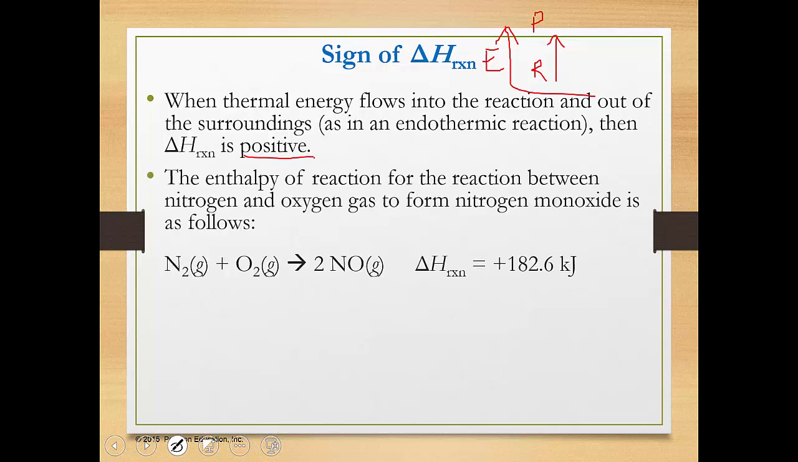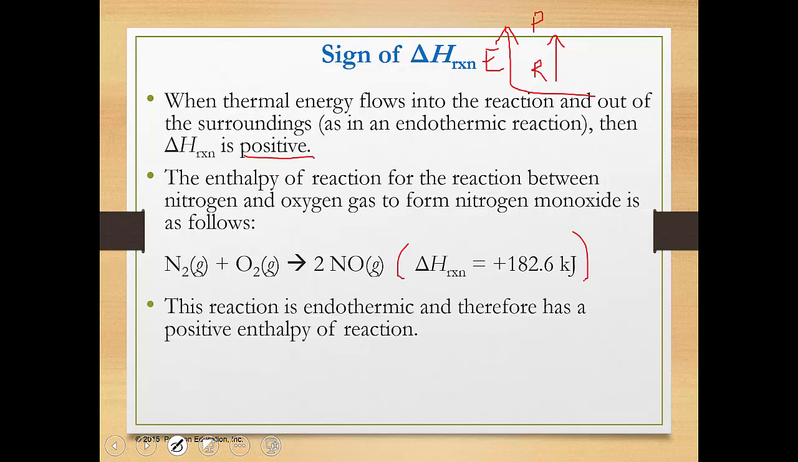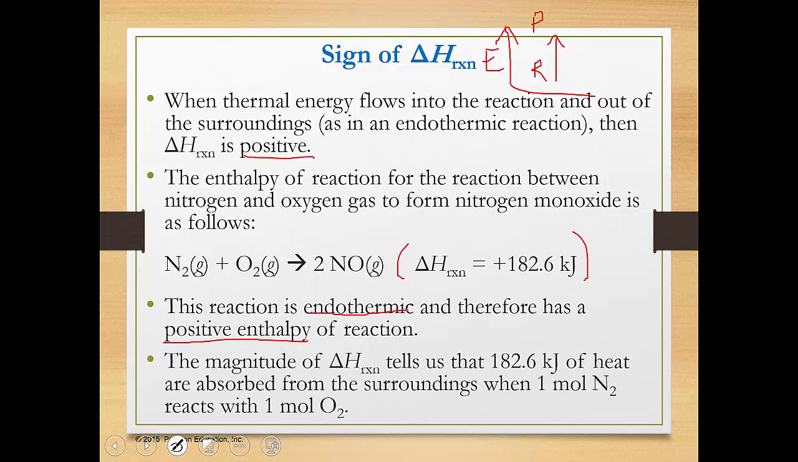An example of this one is when nitrogen and oxygen gases combine to form nitrogen monoxide. When we look at our data here, delta H reaction, we see that it's a positive 182.6. Now this reaction is endothermic, so positive enthalpy of reaction. Those tie together. And we have a magnitude. So the amount of energy that got absorbed here, numerically, is 182.6 kilojoules. That's the amount of heat being absorbed when 1 mole of nitrogen reacts with 1 mole of oxygen.